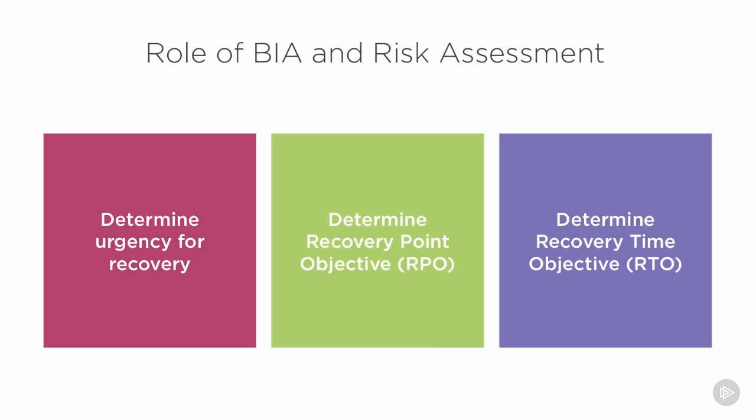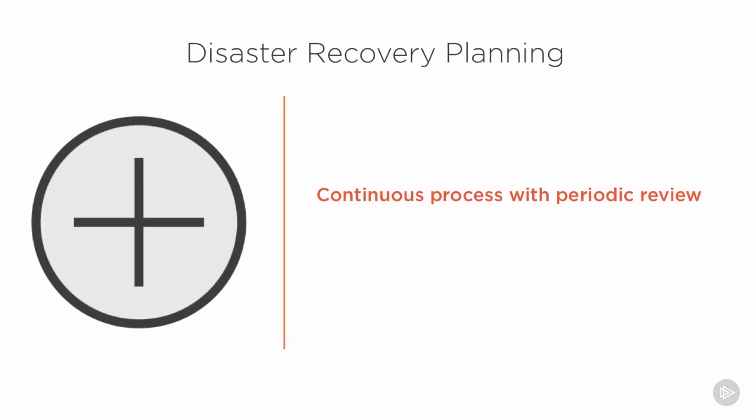We also determine our recovery time objective based on the urgency for recovery of our critical business functions. We determine how long we want before we can have those critical business functions up and running again. That we could call then our recovery time objective, or RTO. So disaster recovery planning then is a process that understands what the business needs in order to operate. We realize the business, though, is continuously changing.